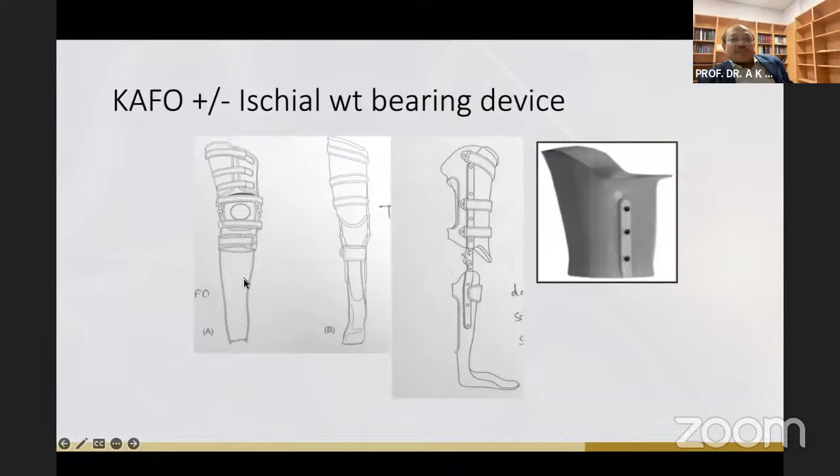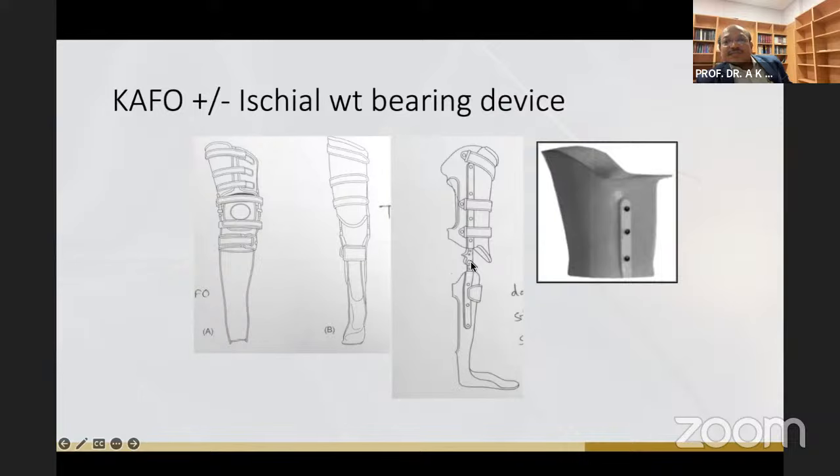Now, this is the KAFO. This is the conventional KAFO, a knee ankle foot orthosis. See, this is the thigh band, a thigh corset or thigh band. And this is the knee joint. There are three types of knee joint: one is the ring lock, bar lock, and the posterior offset.